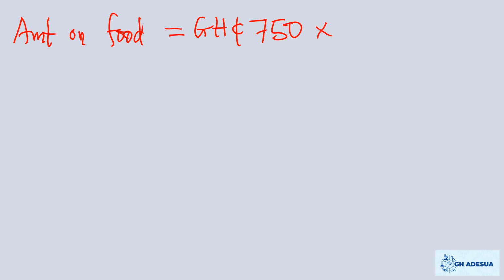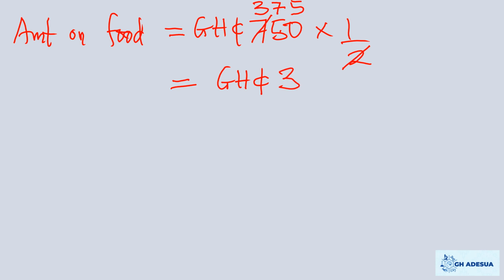So amount on food is equal to 750 times half, because it's half of the remaining that goes to buy food. So 2 into 7 is 3 remainder 1, making it 15. 2 into 15 is 7, remainder 1, making it 10. 2 into 10 is 5. The amount spent on food would be 375 cedis.